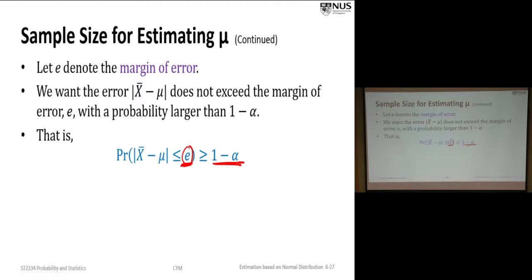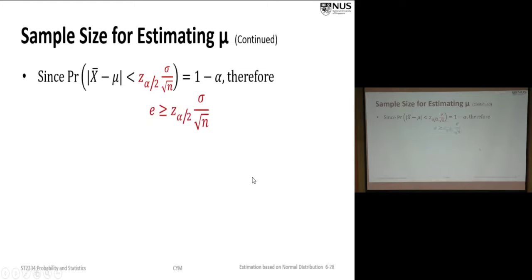All right. So I want to find a sample with size n such that the error, the absolute difference between x bar and mu, will be less than my specified error e with a probability greater than or equal to 1 minus alpha. I have so much confidence. All right? It's greater than what you specify. So in other words, I want this less than e, bigger than 1 minus alpha.